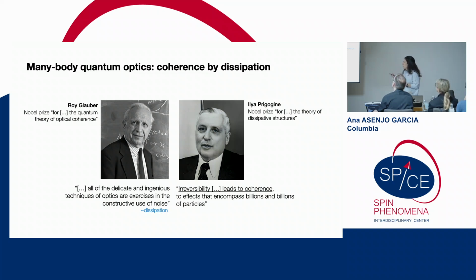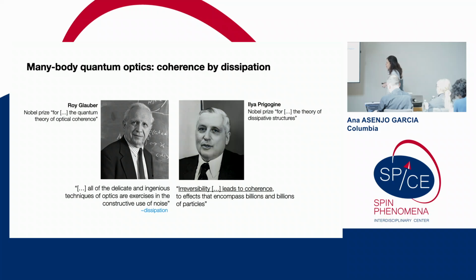He was interested in developing a theory of what he called dissipative structures. Glauber has amazing lectures from Les Houches, so if you read them, it's really illuminating. And Ilya Prigogine has his Nobel lecture and obviously his papers, but he also has a bunch of popular science books that are just beautiful to read and very mind-opening. I wanted to highlight one sentence of each of them. The first one is Roy Glauber, who says that all of the delicate and ingenious techniques of optics are exercises in the constructive use of noise. And then via the fluctuation-dissipation theorem, I can claim dissipation. So basically, noise and dissipation you cannot get rid of, but you can perhaps manipulate it and harness it to your advantage.